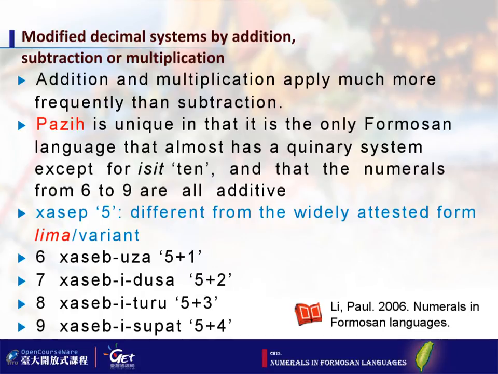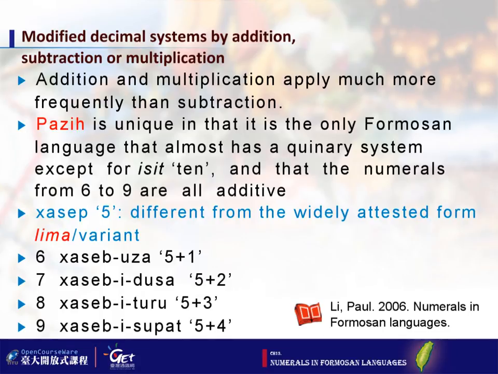2 times 3, 2 times 4. And Baze, that's a plain tribe. It's quite unique in that it is the only Formosan language that almost has a quinary system except for isit for number 10. And the numbers from 6 to 9 are all additive. That means to add. So hasa, 5, is different from the widely attested form, lima. Remember I told you lima is across the board. But in this particular tribe, they have a different form for number 5. That's why we single it out. Most of the Formosan languages will use lima for number 5.